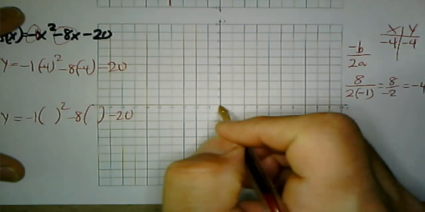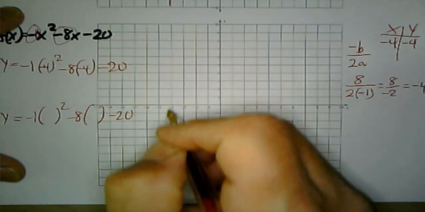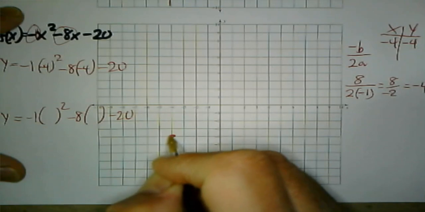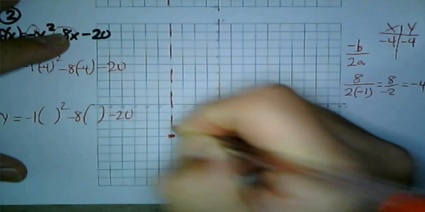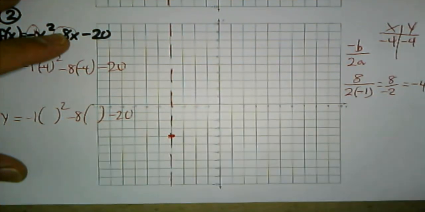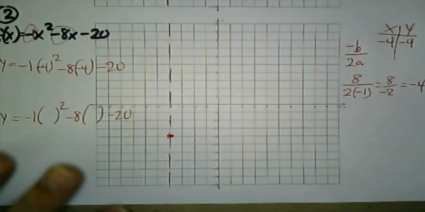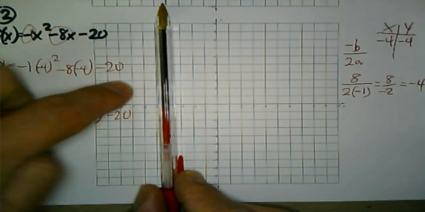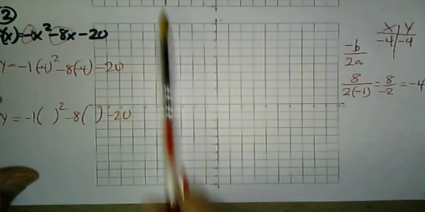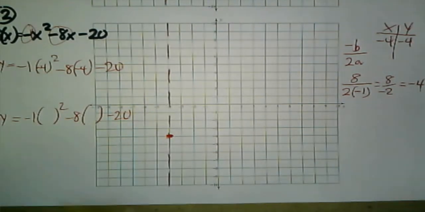So we need to graph that first point. We go to -4 and down to -4, which is right there. We draw our axis of symmetry. It doesn't have to be perfect. Try to get it down that line. I know that whatever I draw on this side is going to be the same as what I draw on this side. That's why it's symmetry. It means the same.